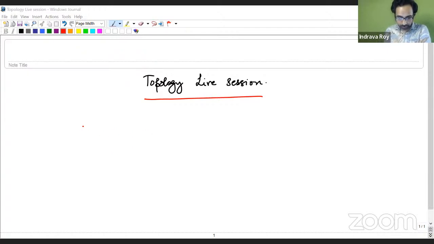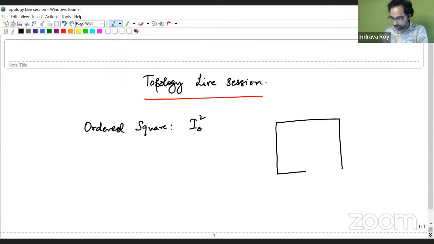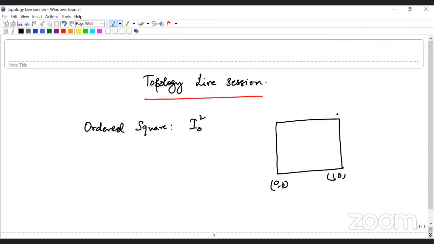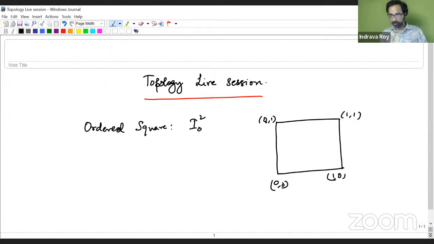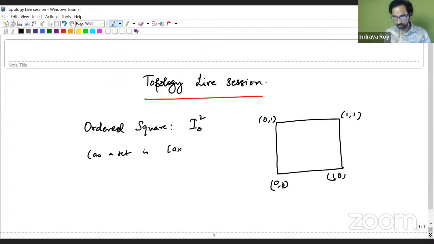So for the ordered square, which we denote by I0 square, as a set it's just the unit square in R2, with corners (0,0), (0,1), (1,0), and (1,1). So this is just the unit square as a set, which is [0,1] cross [0,1].